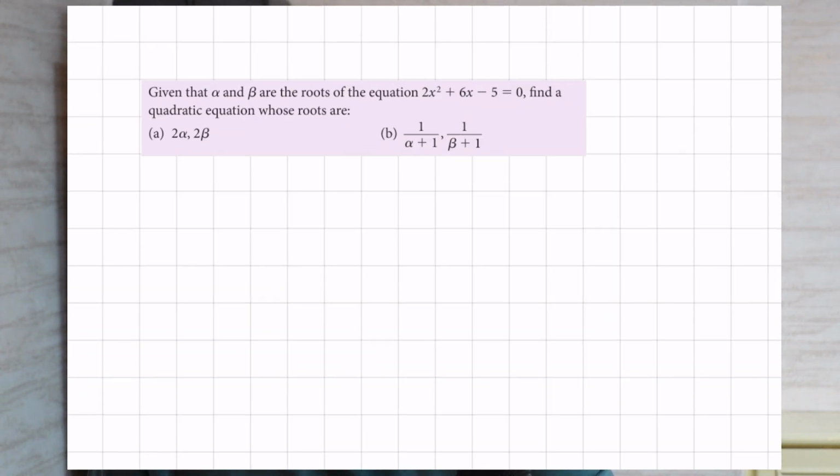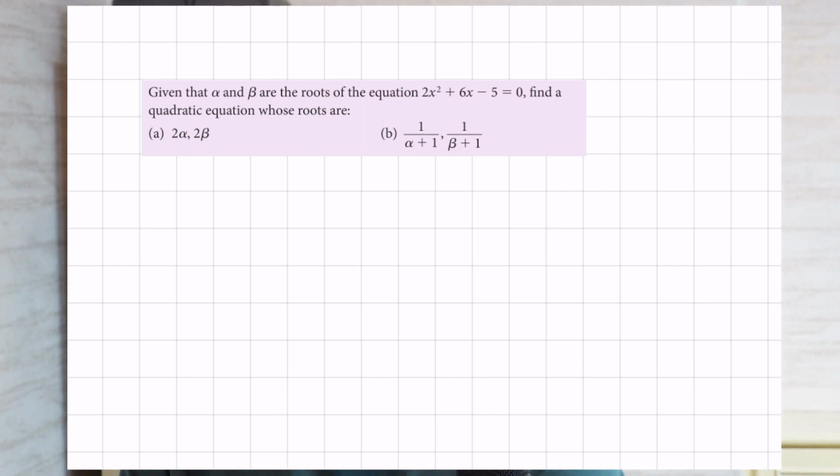For the second question, we're given that alpha and beta are the roots of the equation 2x squared plus 6x minus 5 equals 0, and our goal is to find a quadratic equation whose roots are 2 alpha and 2 beta, and 1 over alpha plus 1 and 1 over beta plus 1. So this one is a little bit more challenging than the previous one, obviously. Let's find the sum and the product of the roots first.